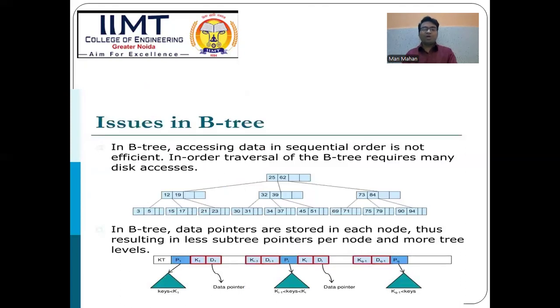Now another example of applications and an issue in the B tree. In a B tree, accessing data in sequential order is not efficient. In order to traverse the B tree requires many disk accesses. Now we can see the different types of data points to search a particular element or store the data points in the B tree.